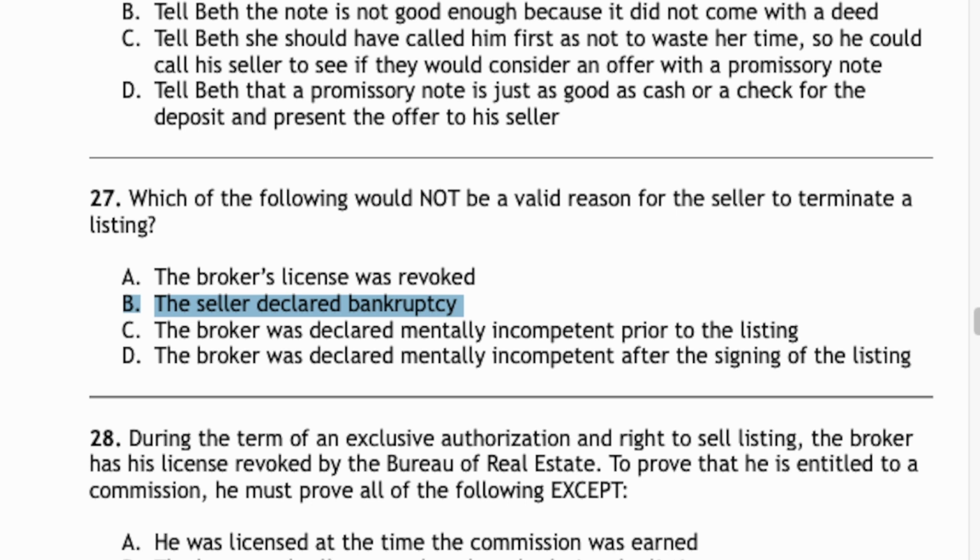If the broker's license is revoked, he cannot contract with the general public. Therefore, the listing would be terminated. A contract becomes void when one of the parties is judicially declared incompetent. The fact that the seller declared bankruptcy could make the sale more difficult, but would not be grounds for terminating the listing. The question was, which of the following would not be a valid reason for the seller to terminate a listing?